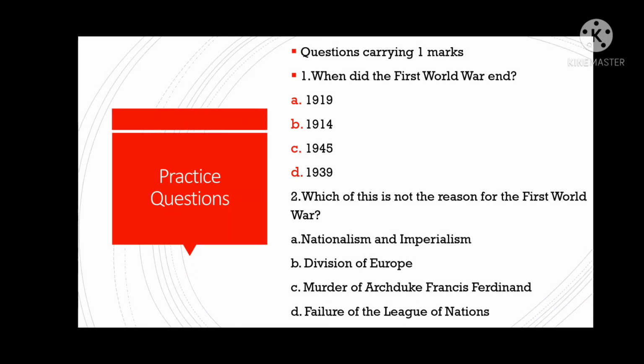Which of these is not the reason for the First World War? If you know all the three causes, you will be able to write the right answer. Nationalism and imperialism, it is one of the causes. Division of Europe into two hostile groups, that is also one of the causes. Murder of Archduke Francis Ferdinand, that is also one of the causes. So we need to remember only three causes. So what is the fourth one? Failure of the League of Nations is the right answer.